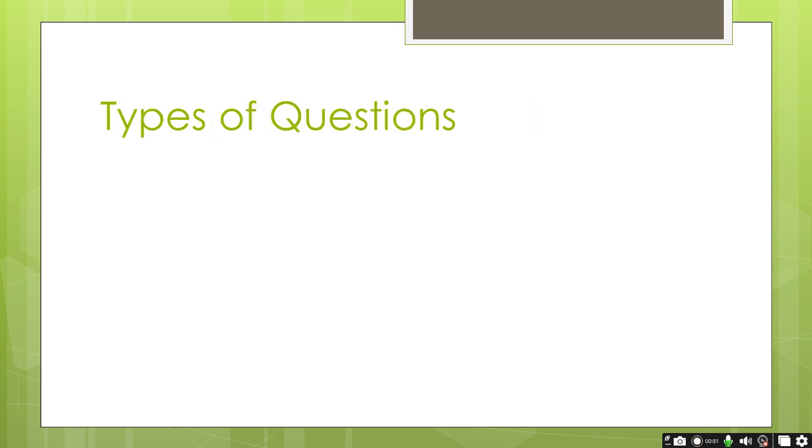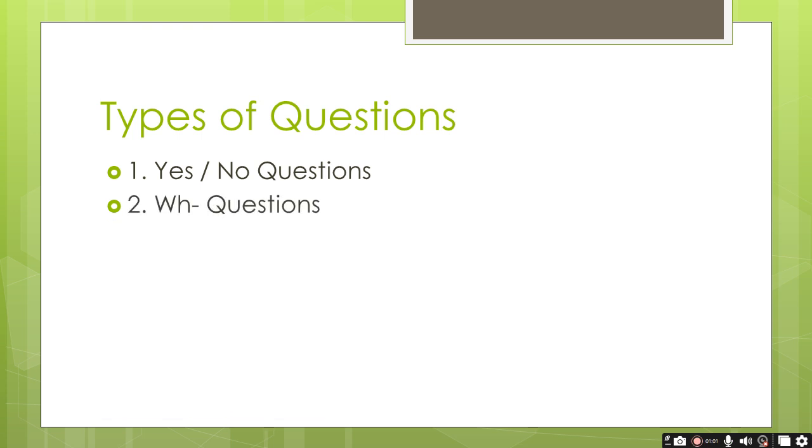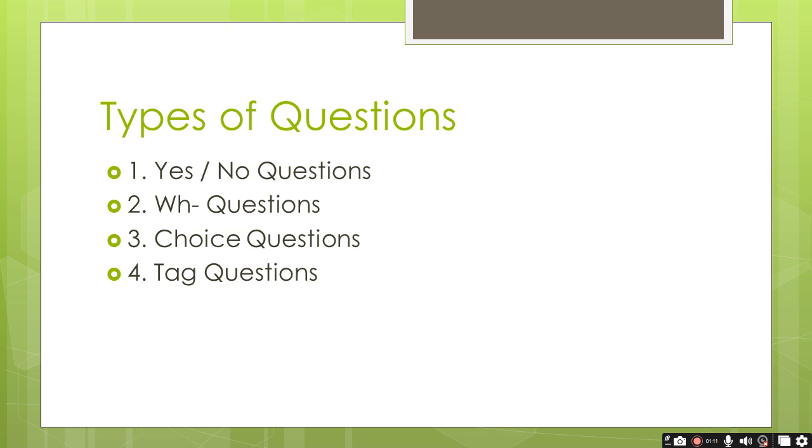These are the types of questions that we have. Number one, we have yes and no questions. Secondly, we have WH questions. Thirdly, we have choice questions. Fourth, we have what we call tag questions. Five, we have indirect questions.